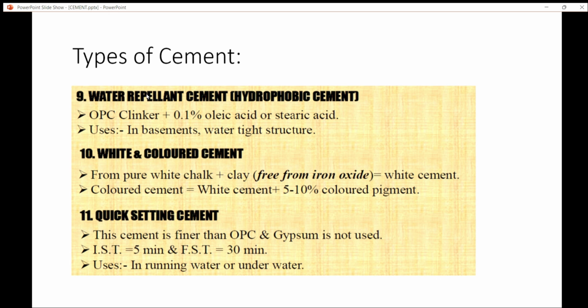Water repellent cement, white and colored cement, quick setting cement. This cement is fine and OPC gypsum is not used, and these are some kinds of cement.